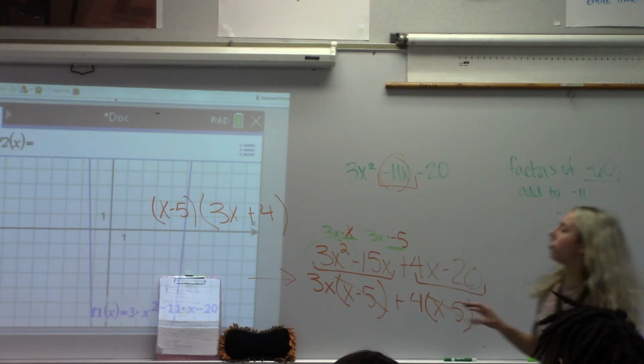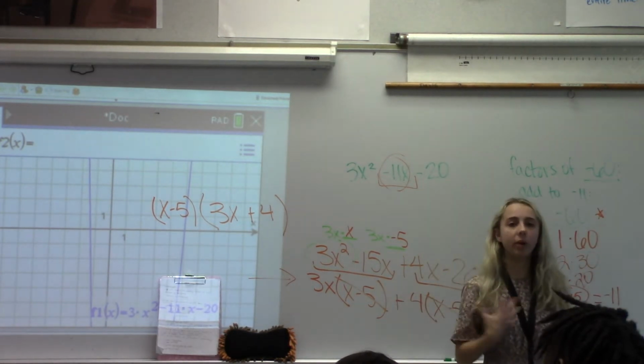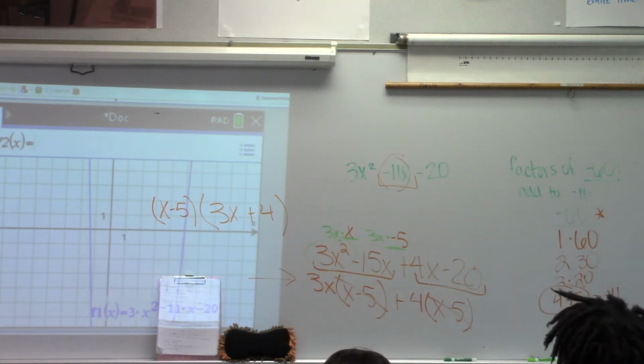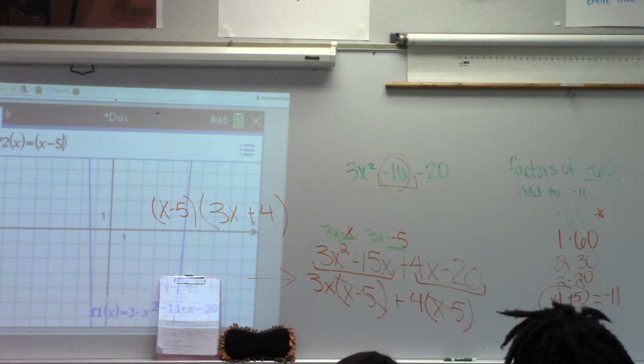So then guys, to check if we've done this correctly, to make sure we actually found the factored form, graph exactly what we solved for. Or I guess we haven't solved for it yet. Graph exactly what we found.